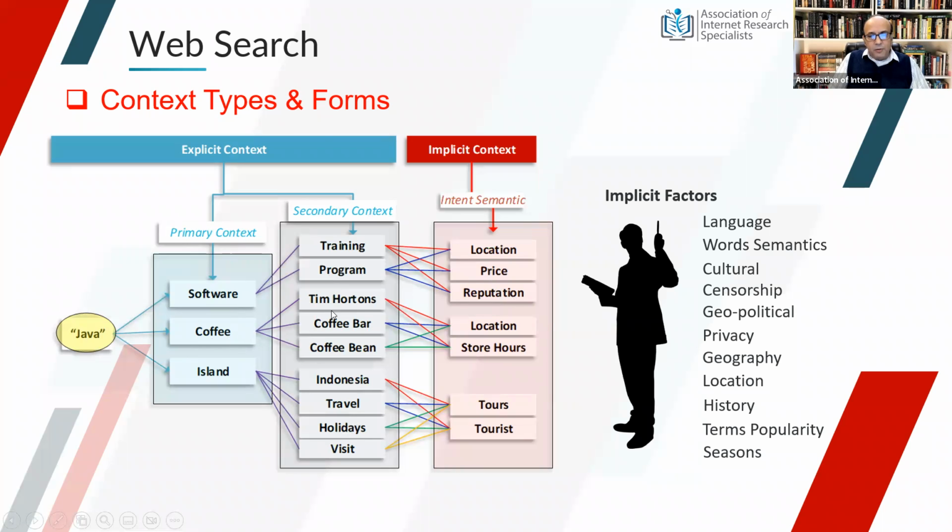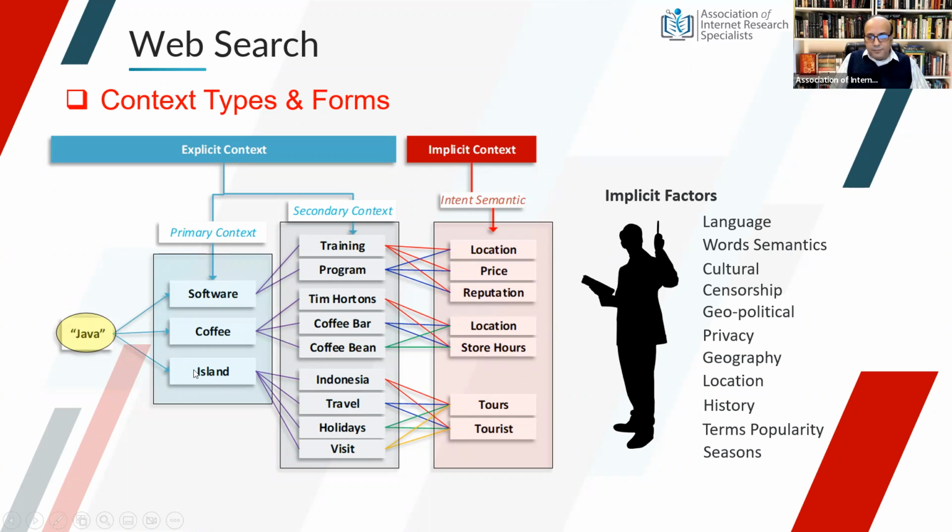If I use the word coffee, it could be the location, the store hours, and so on. The secondary context could be Tim Hortons, could be coffee bar, coffee beans, whatever it may be. So the important thing is the intent semantics, or the kind of information that the search thinks or assumes that I would need that would add to my convenience as a user. It is going to use those cards or those algorithms. So when it's the coffee shop or coffee bar I'm looking for, location and store hours come in.